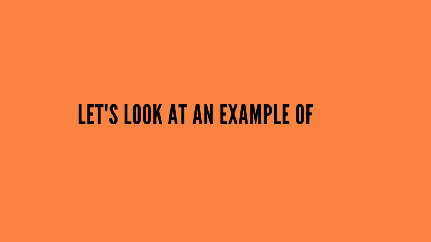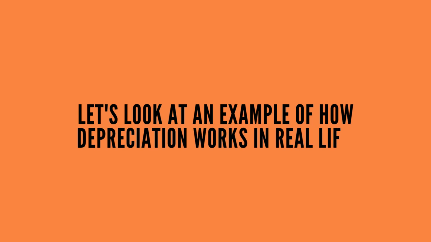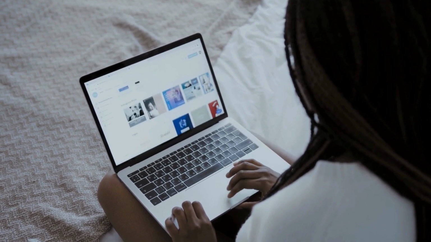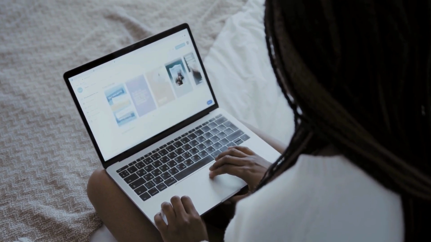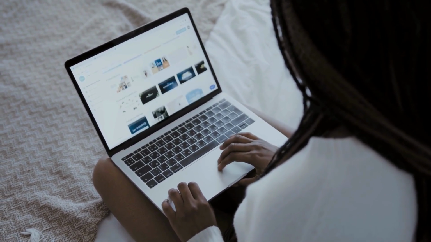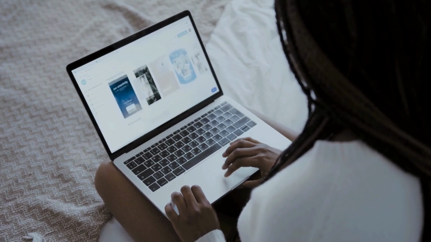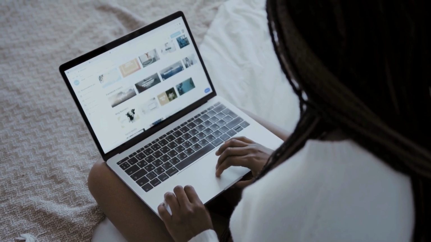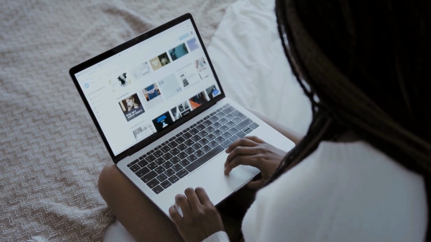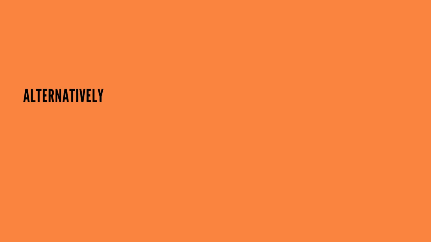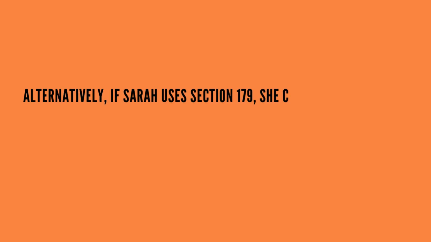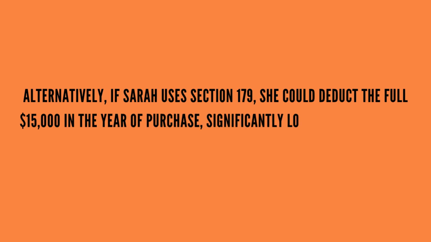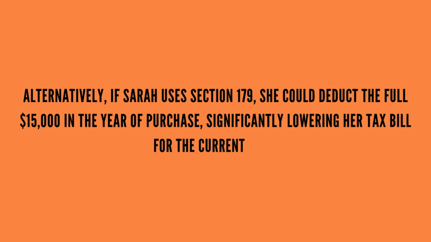Let's look at an example of how depreciation works in real life. However, Sarah wants to maximize her cash flow, so she chooses the declining balance method. This allows her to take a larger deduction in the first few years. In the first year, she deducts $6,000, which reduces her taxable income right when she needs the savings most. Alternatively, if Sarah uses Section 179, she could deduct the full $15,000 in the year of purchase, significantly lowering her tax bill for the current year.